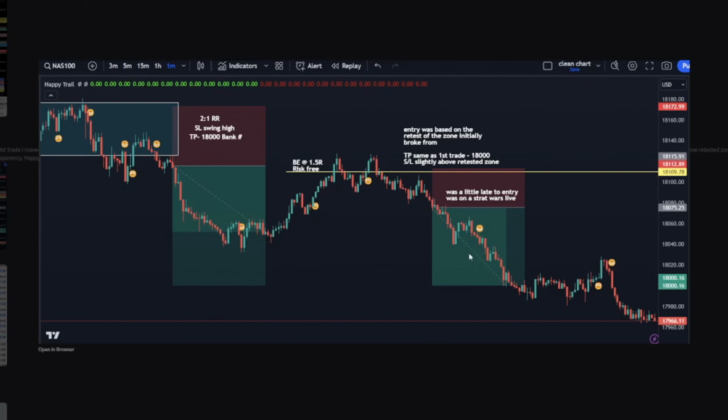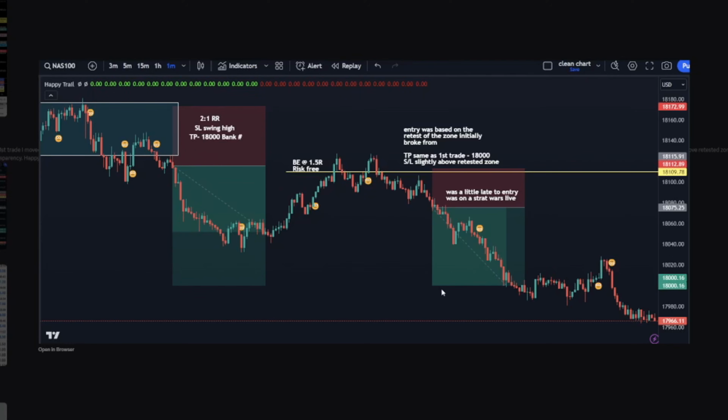So about the actual entry itself. I got in here at close of candle. For my stop loss, because it already came up and retested here, and we are already starting to make new market structure, I can keep my stop loss just slightly above that area, and I don't need to go all the way up here at the top. And that's what I decided to do with this.